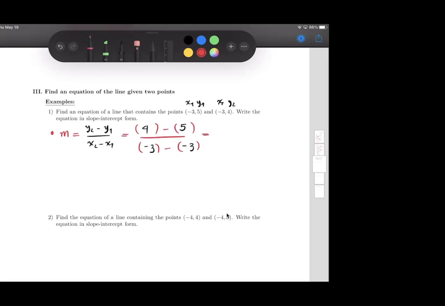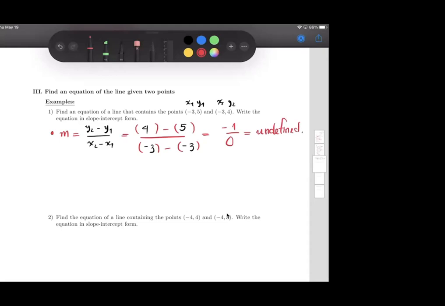So what do you have? Oh, I think I made a typo in this problem, but that's okay. So I have -1 on the top, right? 4 minus 5 is -1. On the bottom, I have -3 minus -3. So what is it equal to? 0. Everything divided by 0 is, we say, undefined.